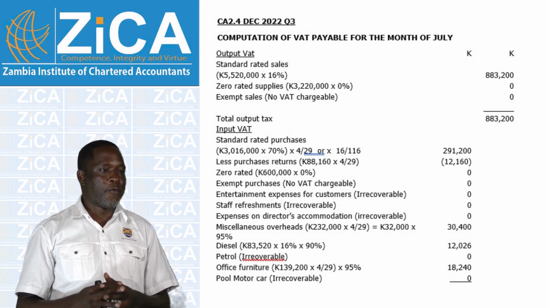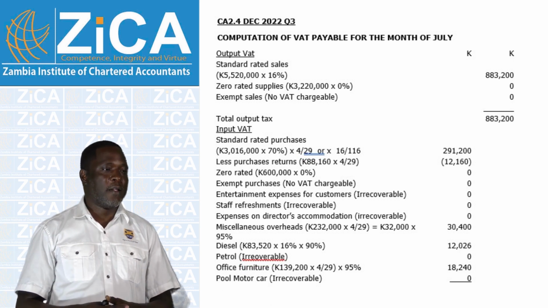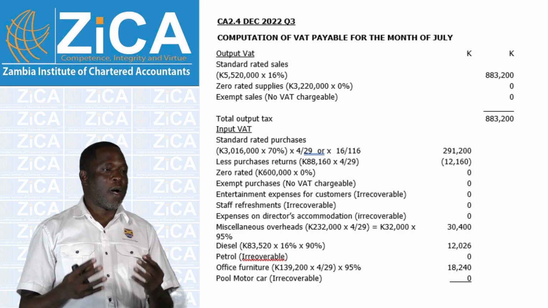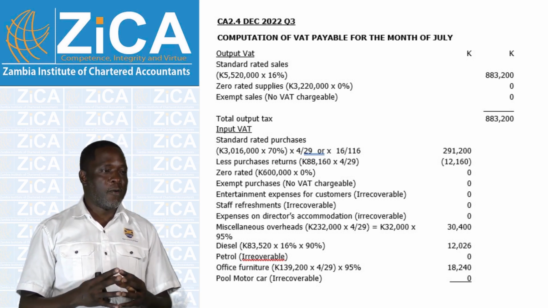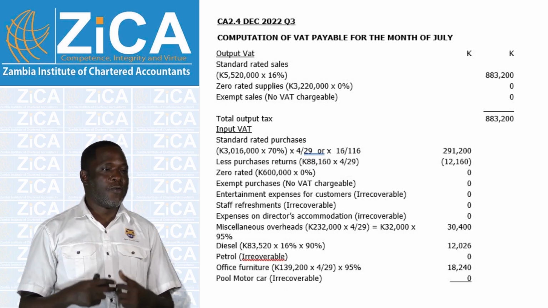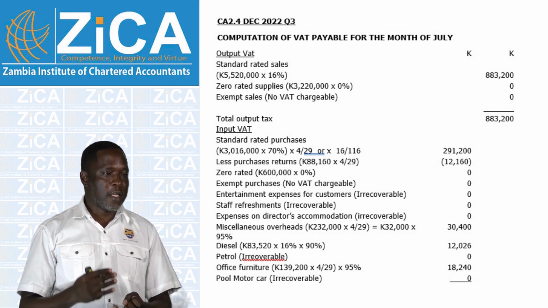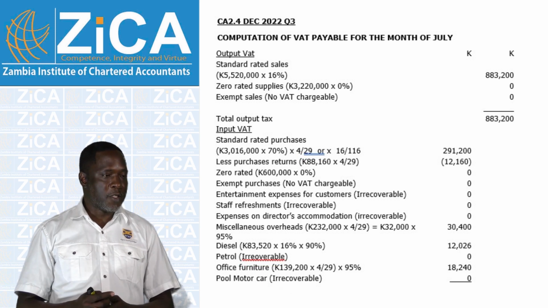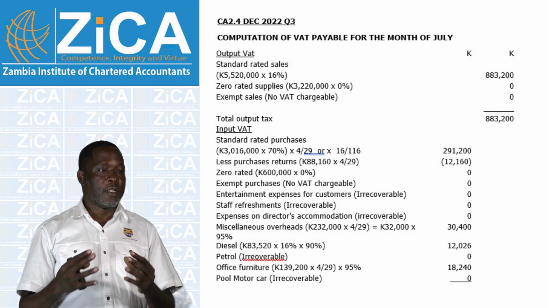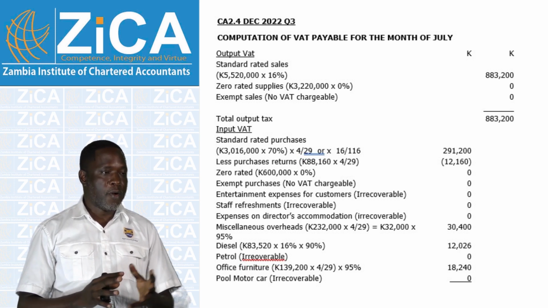Now, since that figure is inclusive of VAT, we say the quickest way of calculating VAT, if the figure you have been given is inclusive of VAT, simply get the VAT inclusive figure and you multiply that by the fraction 4/29. So the standard rated purchases were 3016, out of which only 70% were purchased from traders who are registered for VAT. Then, since the figure is inclusive of VAT, we simply multiply it by 4/29 to determine the amount of VAT which is arising, which is 291,200. Then expenditure such as entertainment expenditure, staff refreshments, and expenses on directors' accommodation, we say the input VAT on such items is not recoverable. So the examiner will usually ask you to indicate such items, to indicate that the VAT is not recoverable by using a 0. No wonder we have used the 0 on each one of those items.